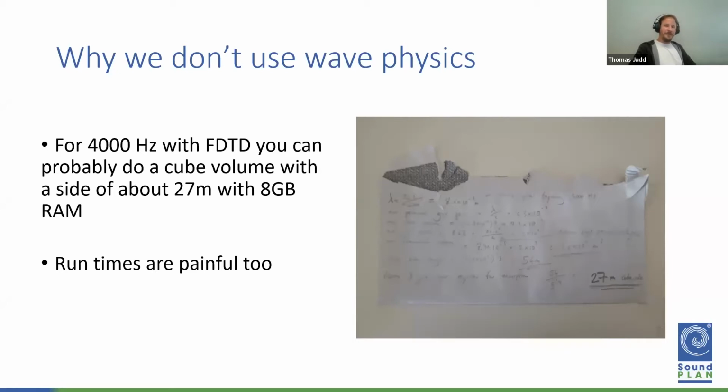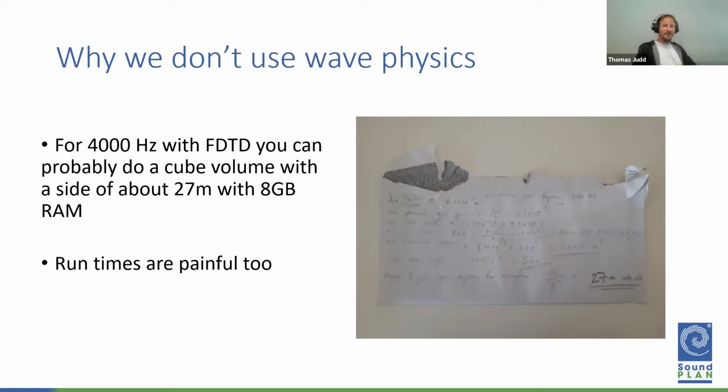And the result of this was, my estimate is I can do a cube with a side of 27 meters. If you're doing room acoustics and, say, speech intelligibility, and you want the 8 kilohertz band as well, then of course that halves down to 13.5 meters. So these numbers are not stupid, but they are tough.